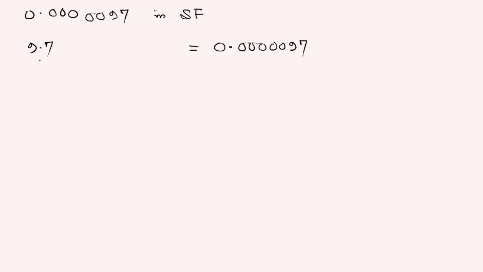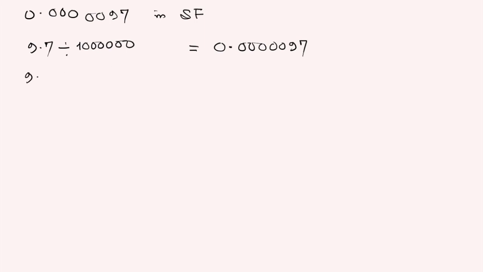Now the next one is 0.000097, and we want to write this in standard form as well. So the number between 1 and 10 that we can write is 9.7. And from here, we can see that we need to move the decimal point 1, 2, 3, 4, 5, 6 places. Oh, no, that was divided by, not multiplied by.